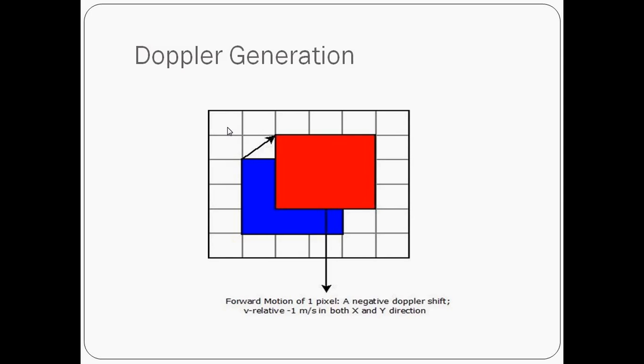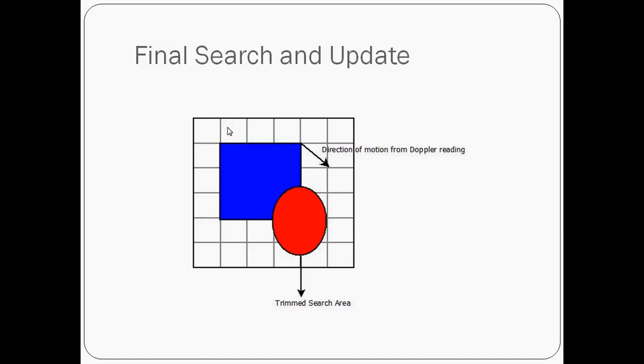So this is how the scenario is generated for Doppler. Moving ahead, the final search. Once you have found out the Doppler effect, you know where your object might lie. If it is a positive Doppler, it might be either to the north, to the northeast, or to the northwest. Or if it is negative, it might be to the south, southeast, and southwest.